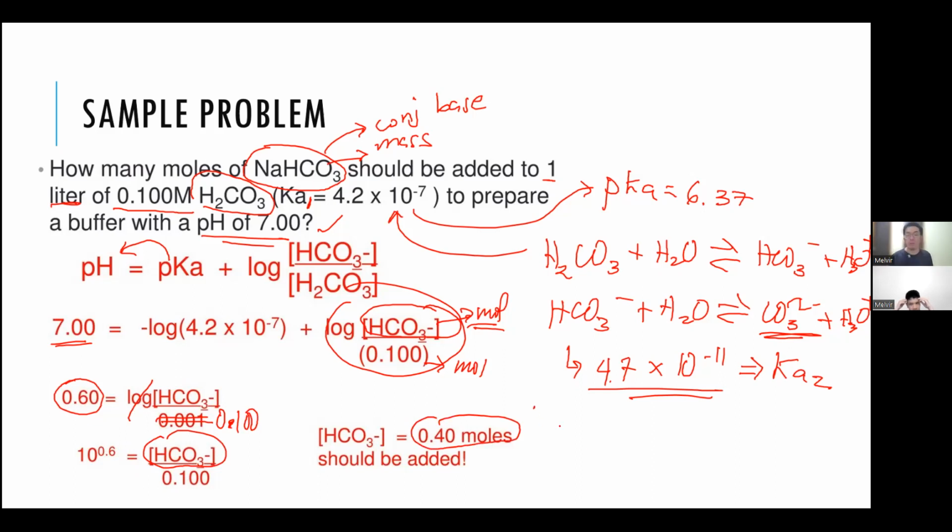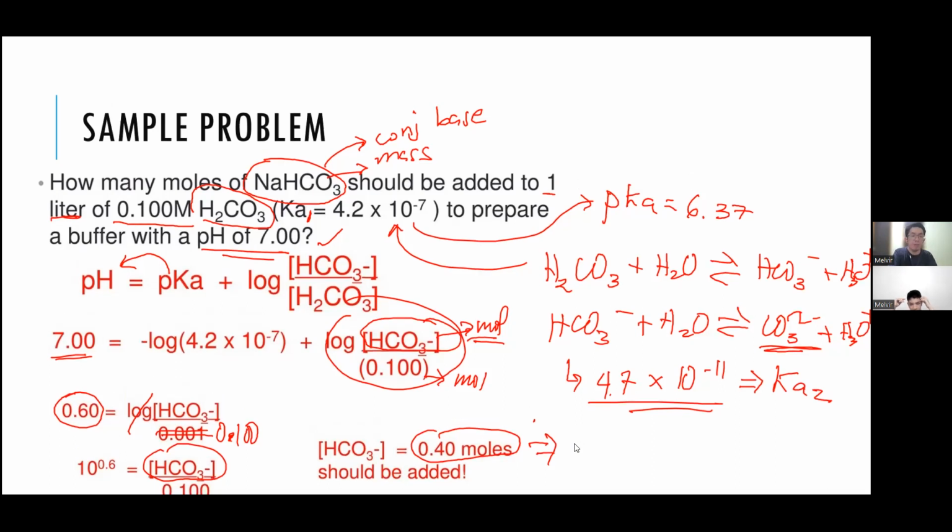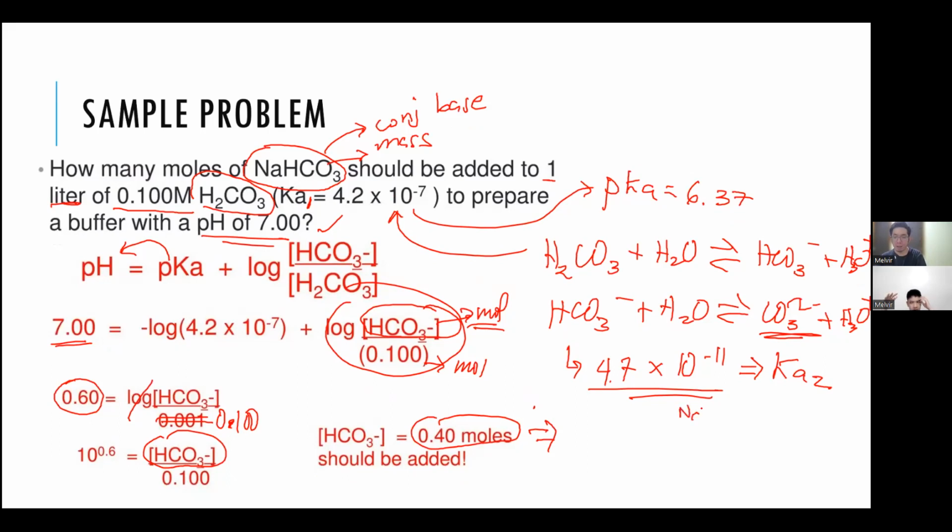Now, how do you turn the 0.4 moles into mass? Find the molar mass of sodium bicarbonate. What is the molar mass of sodium bicarbonate? Very good, 84.01 grams per mole.